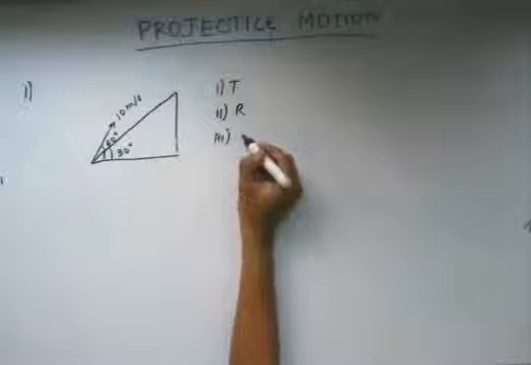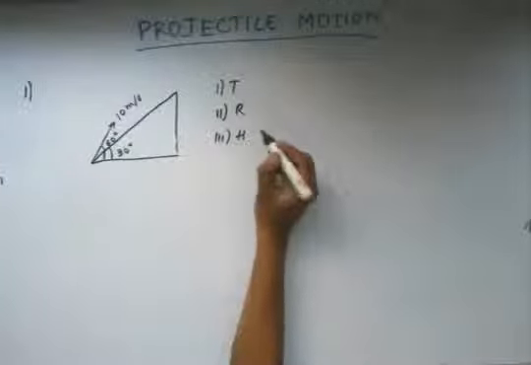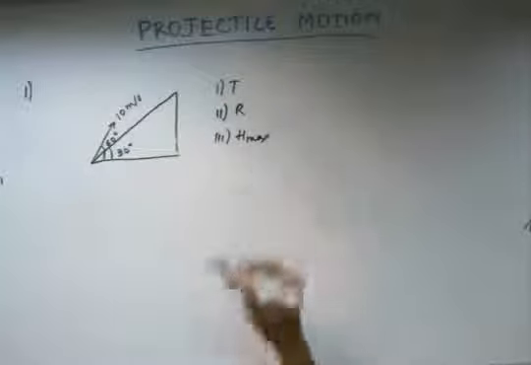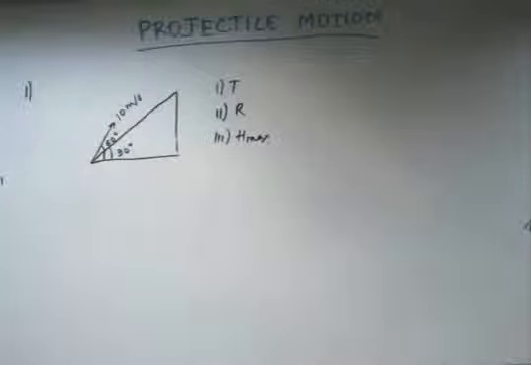the third part is to find the maximum vertical height attained by the particle. So this was the first question. This question is pretty simple. You have to just apply the formulas, or you can use the equations of kinematics to solve the problem.